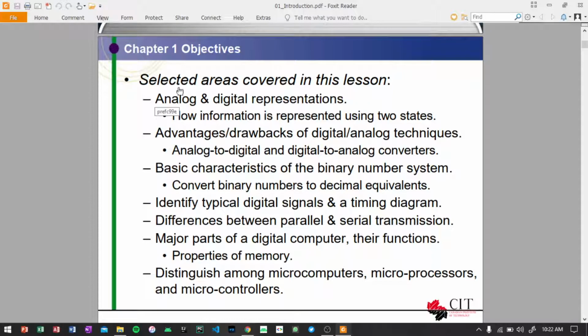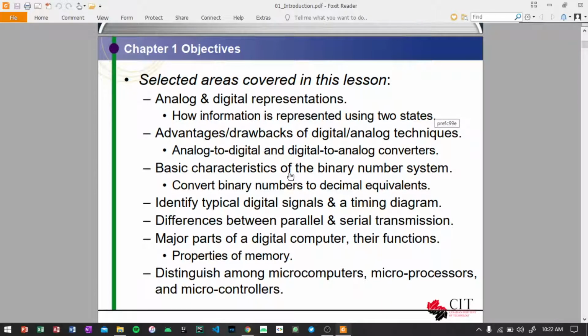So let's begin with chapter 1. We're going to begin with analog digital representations. Don't worry, I've covered this before, so I'll give you some brief information on it and I will help you even more. We'll go over some advanced drawbacks, analog to digital, digital to analog, and so on.